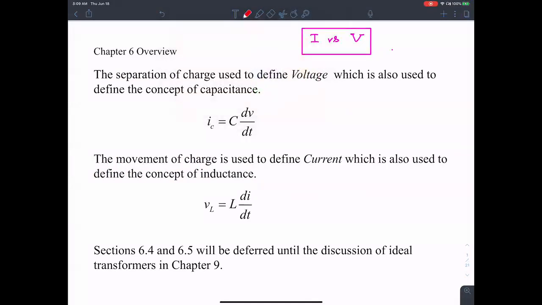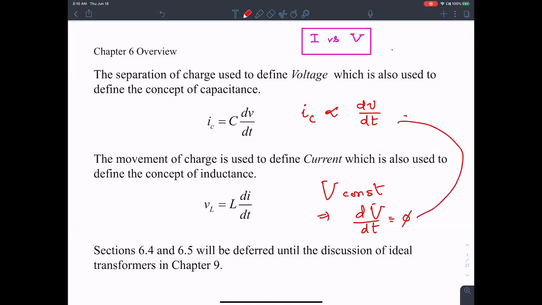So here is the relationship between the current in a capacitance and the voltage. The current in a capacitance is proportional to the rate of change of voltage. If the voltage is constant, that implies the rate of change of voltage is zero. The rate of change of voltage is zero.